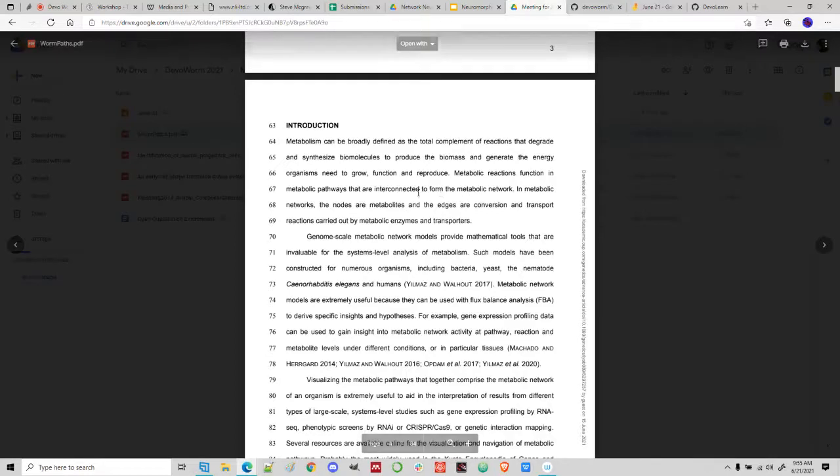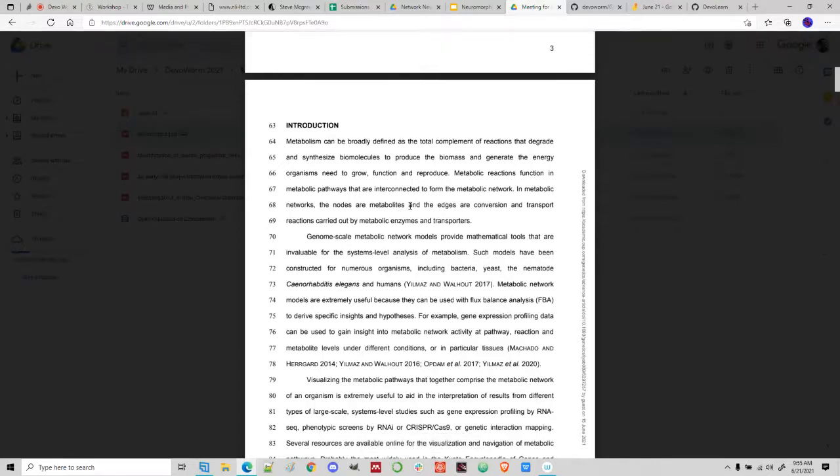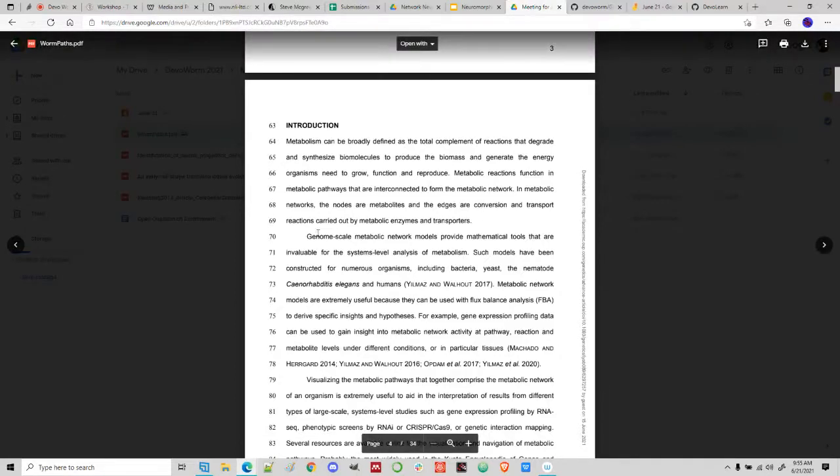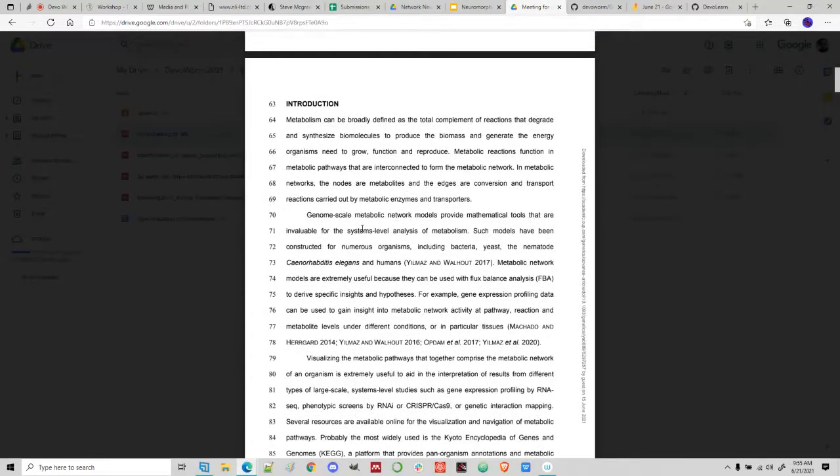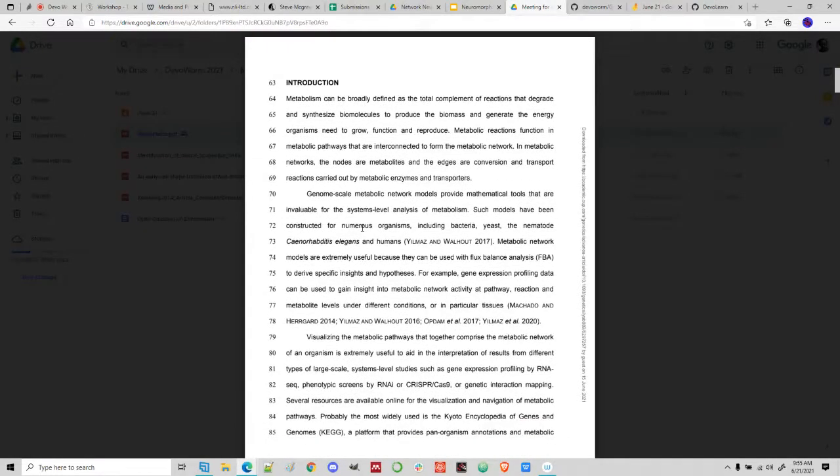Metabolic reactions function in metabolic pathways that are interconnected to form the metabolic network. In these networks, the nodes are metabolites, which are the little dots, and the edges, which are the lines between them, are conversion and transport reactions carried out by metabolic enzymes and transporters. So that's the way the metabolic networks are structured.